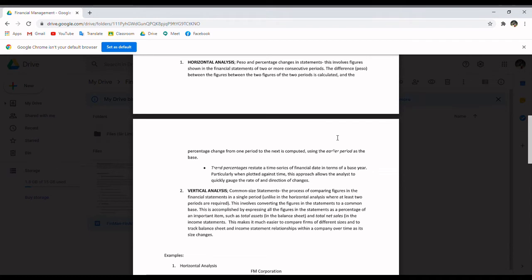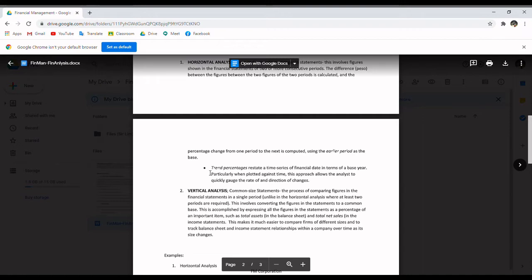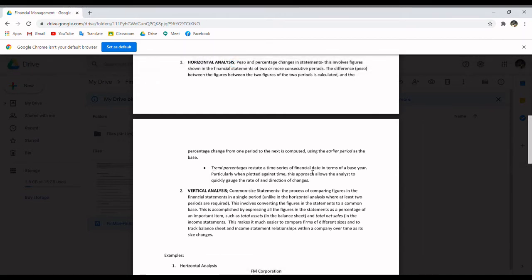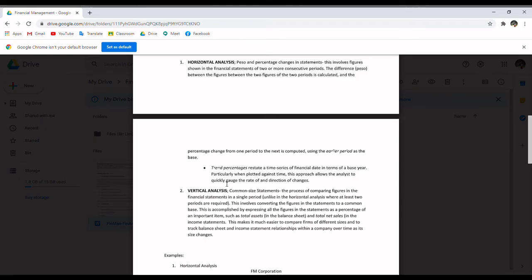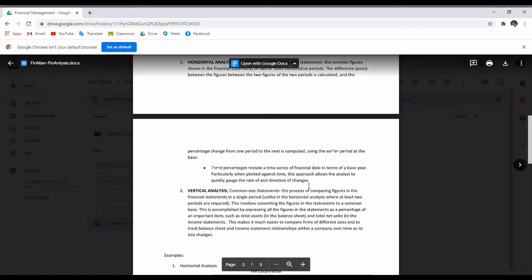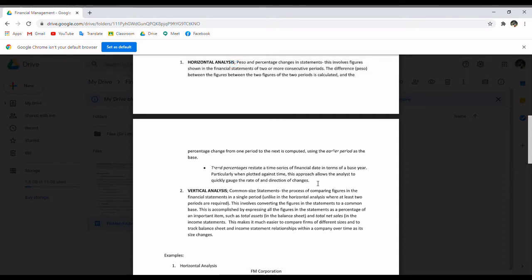We have a different type of horizontal analysis. Trend percentages restate a time series of financial data in terms of a base year. Particularly when plotted against time, this approach allows the analyst to quickly gauge the rate and direction of changes. So what we call this is trend analysis. Trend analysis is like horizontal analysis, but it involves more than two periods. It involves three, four, five, or a lot of periods.